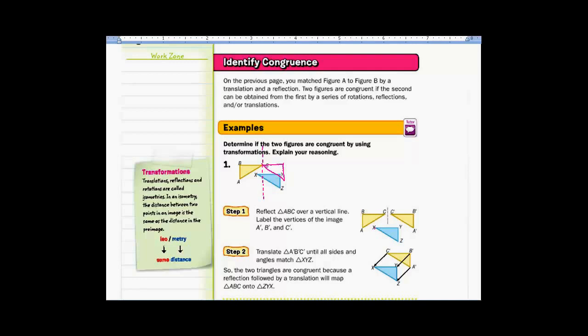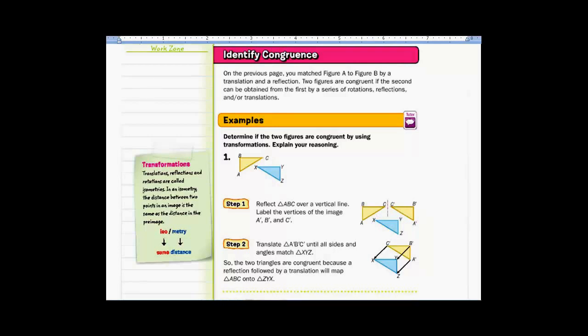So when they do that, again, just like we talked about, well, not necessarily yesterday, but it would be in 6.4, the last lesson that we did, you should be able to draw a line and match those vertices. Okay? So they are congruent because the reflection followed by a translation will put ABC onto ZYX. Okay. That being said, let's go on down here and see what we got.